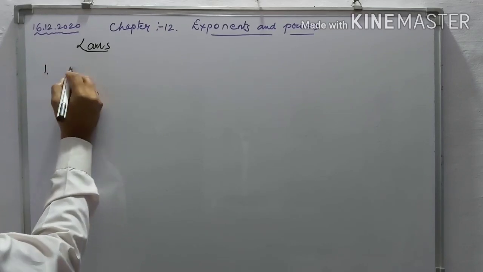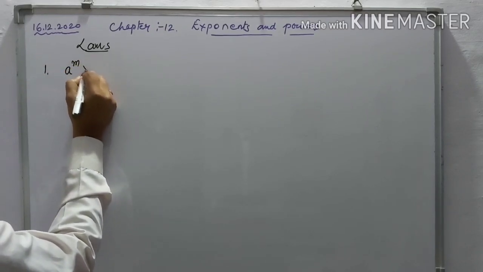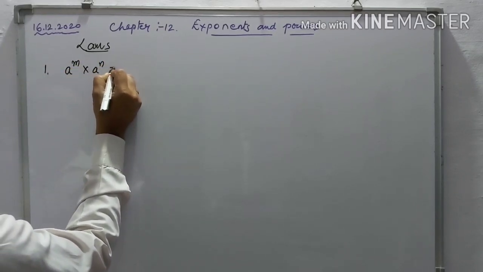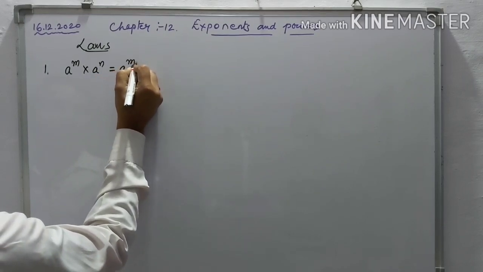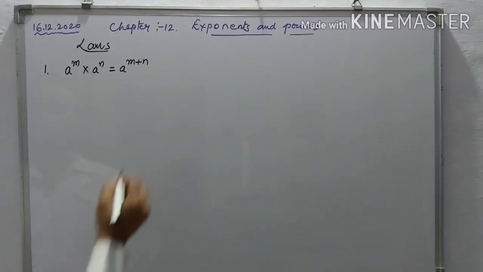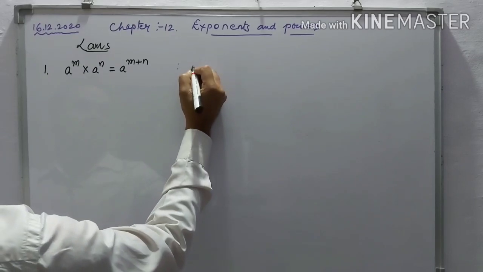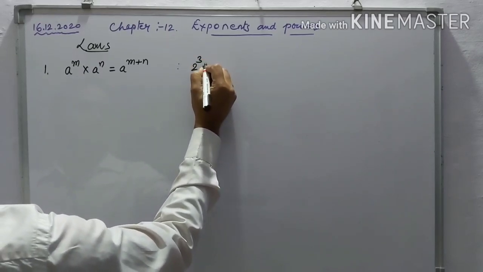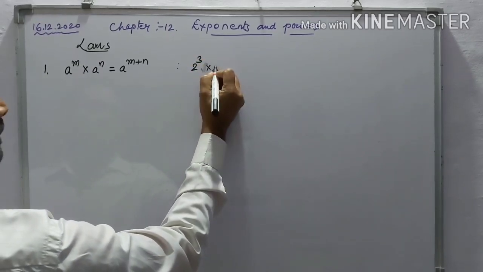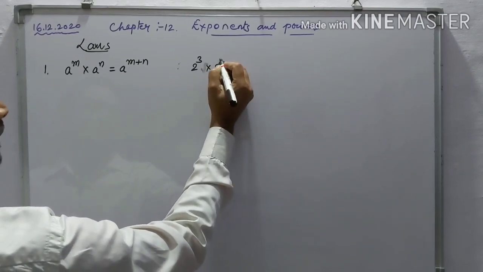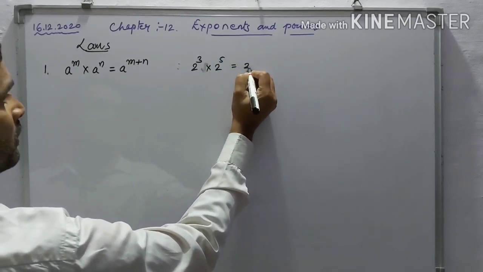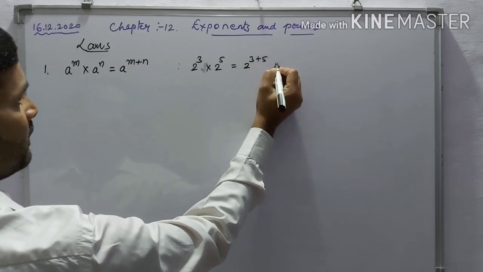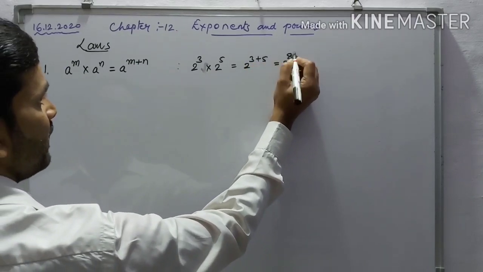First law is a power m into a power n is equal to a power m plus n. The example is, suppose 2 power 3 into 2 power 5, the base is same, is equal to 2 power 3 plus 5, and then 2 power 8.